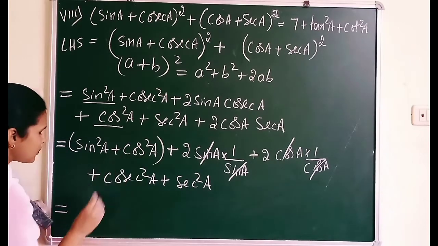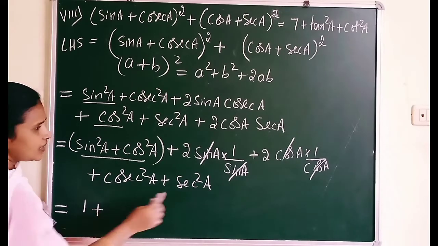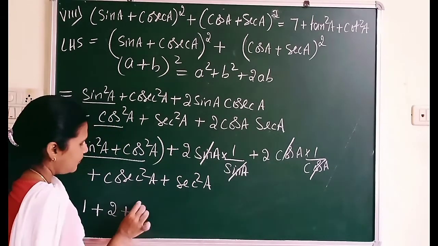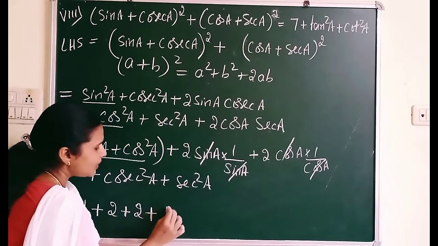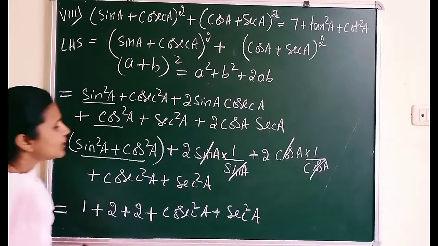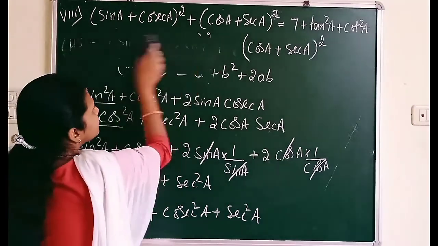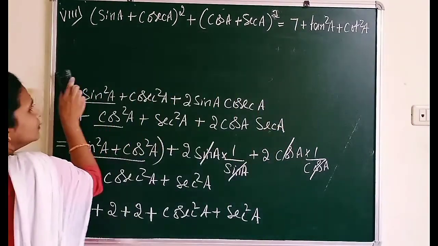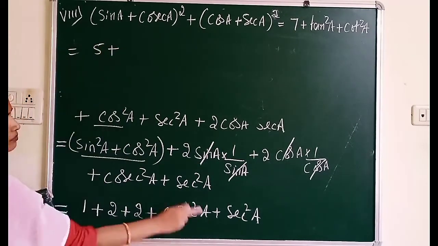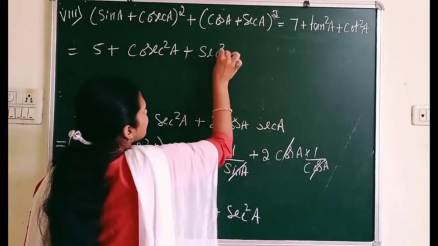So what is sine square plus cos square? Here you know that it is 1. So this bracket became 1 plus 2 plus, here also 2 plus, and plus cosec square a plus sec square a. Now let us add 1 plus 2 plus 2. We got 5. So you got 5 plus cosec square a plus sec square a.